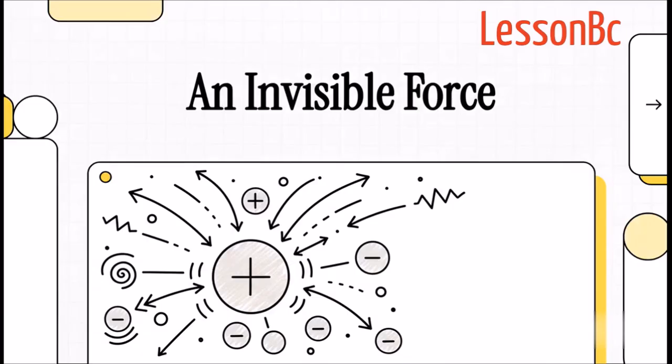Welcome back to The Explainer. Today we're diving into something you can't see but that shapes basically everything, from the tiniest atoms to entire galaxies. We're talking about the electric field. We're going to look at what it is, how we can actually map it out, and how it stores energy. So let's jump right in.